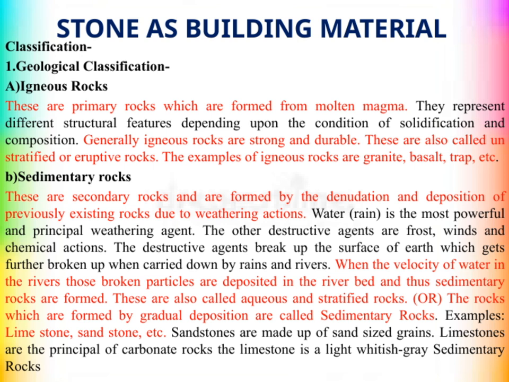Because they are formed through layered deposition, they are also called stratified rocks or aqueous rocks. To put it simply, sedimentary rocks are formed by gradual deposition of materials over time. Examples include limestone and sandstone. Sandstones are composed of sand-sized grains, while limestones are primarily carbonate rocks, often light in color, like whitish gray. These distinctions are important because they influence how we use these rocks as building materials.